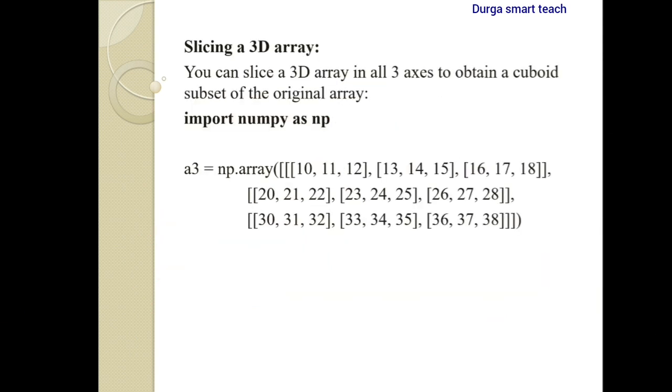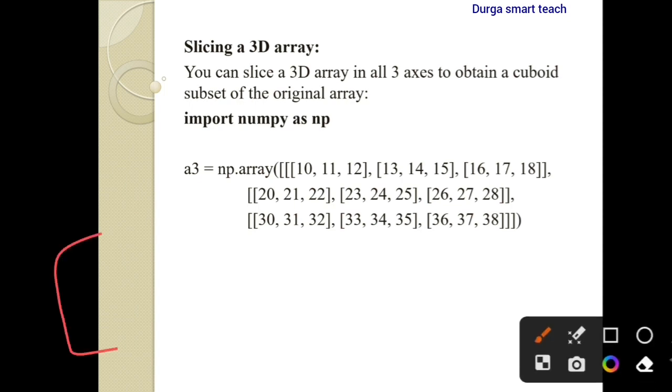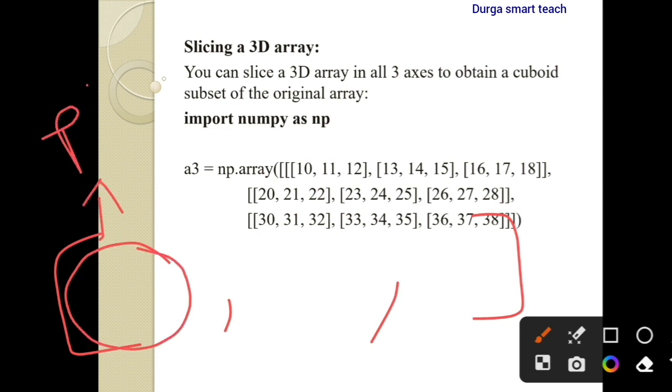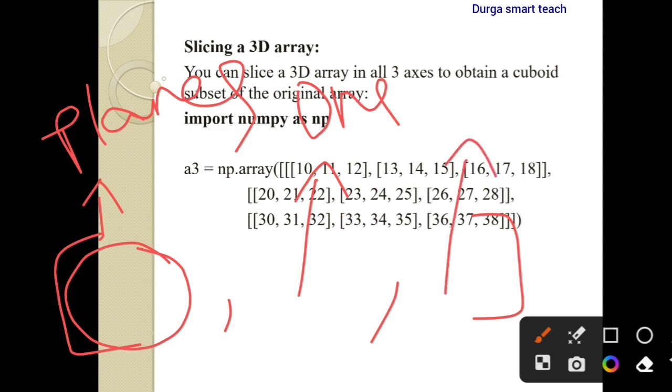Okay, and the third one is slicing a three-dimensional array. You can slice a three-dimensional array on all three axes to obtain a subset of the original array. Here the slice is partitioned into three parts. The first one is used to represent the planes, the second one is used to represent the rows and columns in the first plane, and the third one is used to represent rows and columns in the second plane.